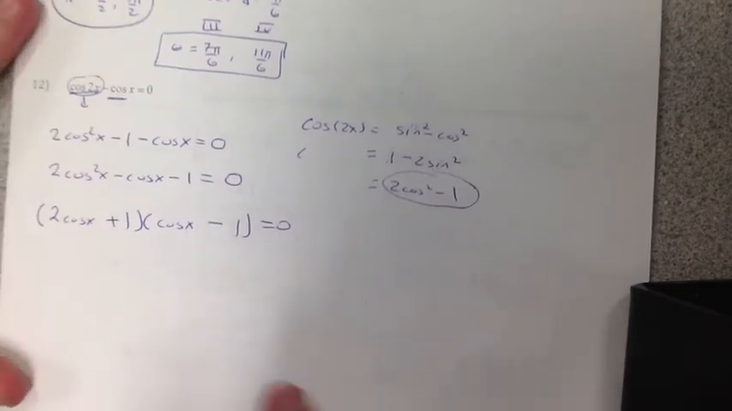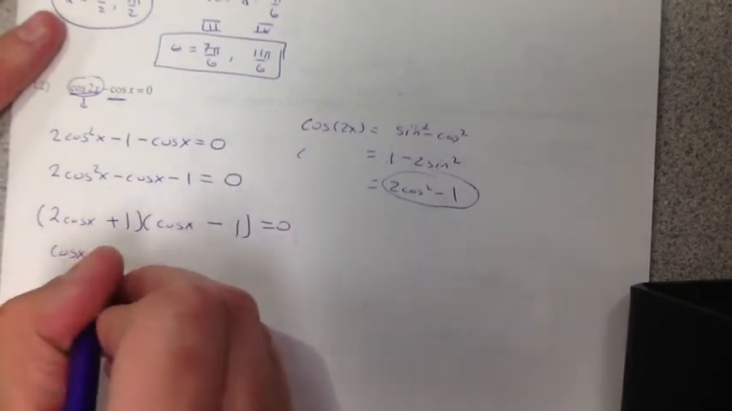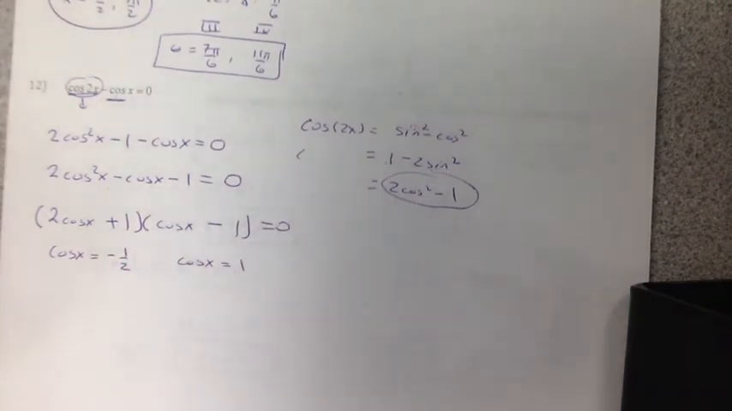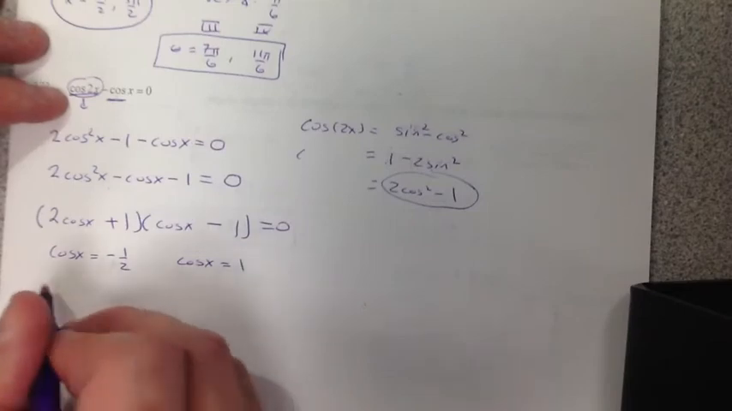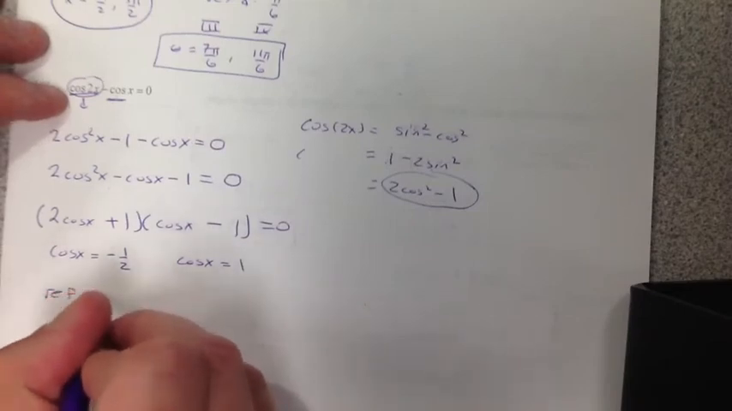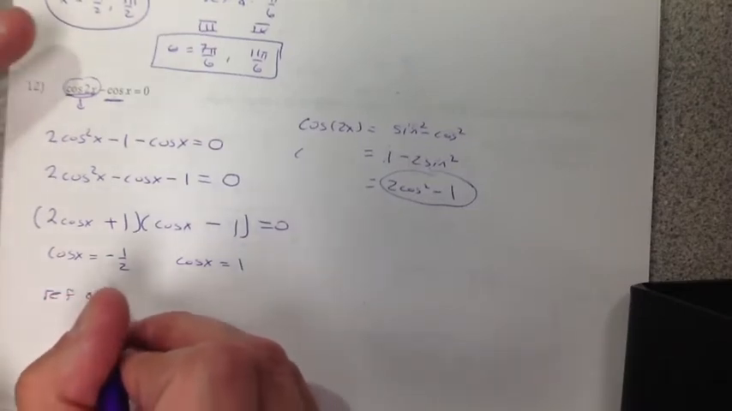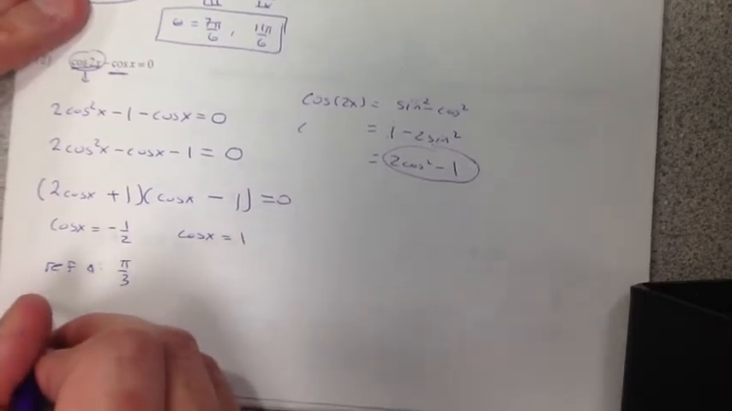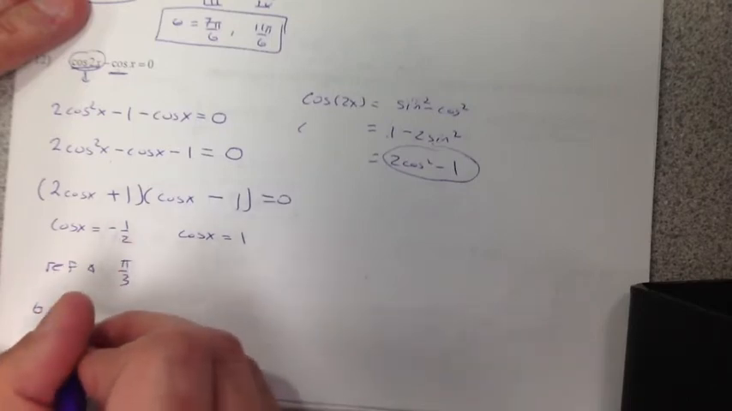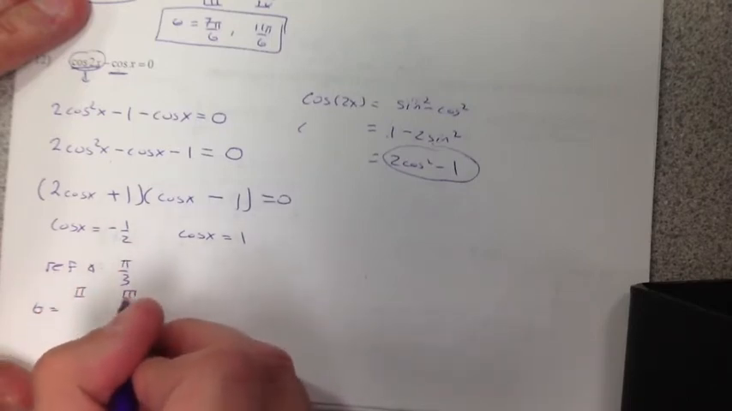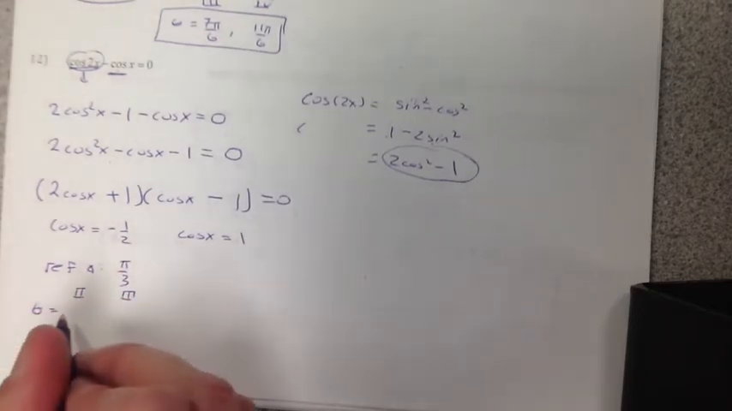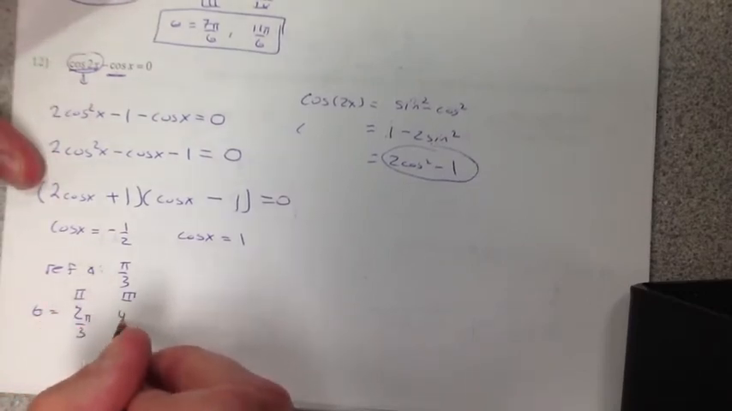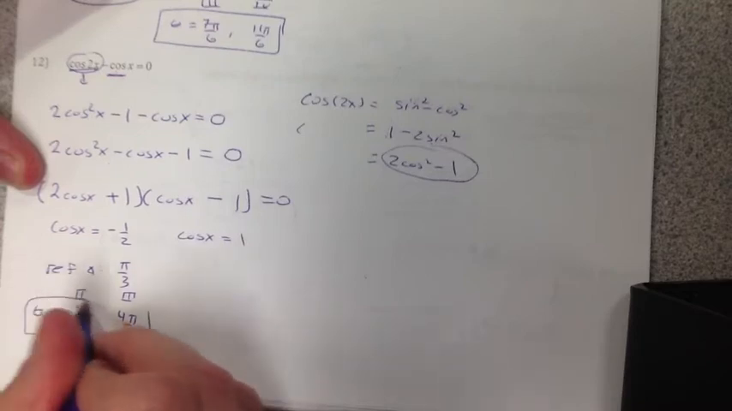And again, just do a little bit of algebra. Cosine of x equals negative 1/2. Cosine of x equals 1. So when I now solve it, find my reference angle. Where is cosine equal to 1/2? That's our pi over 3. So my angles, cosine is negative in quadrant 2 and 3. So in quadrant 2, that's going to give us 2 pi over 3. And in quadrant 3, 4 pi over 3.